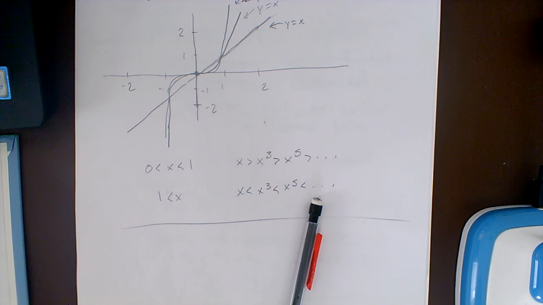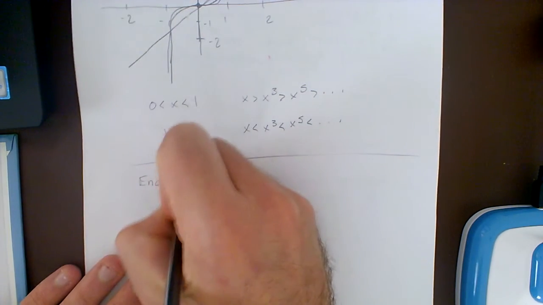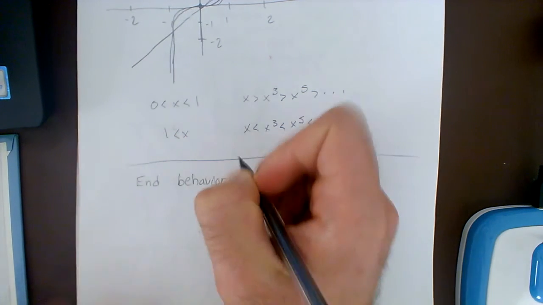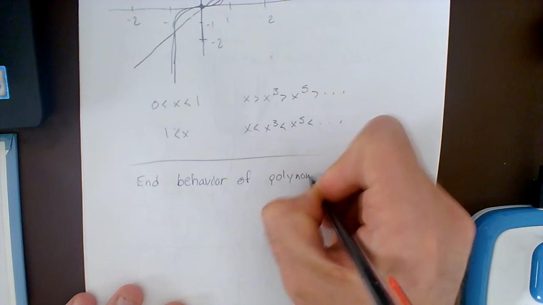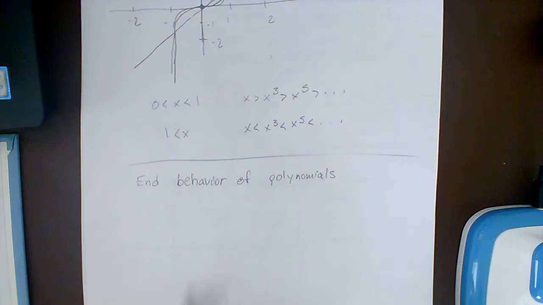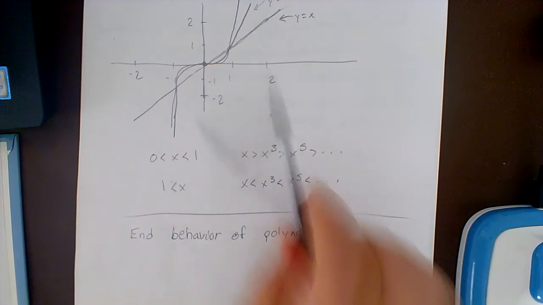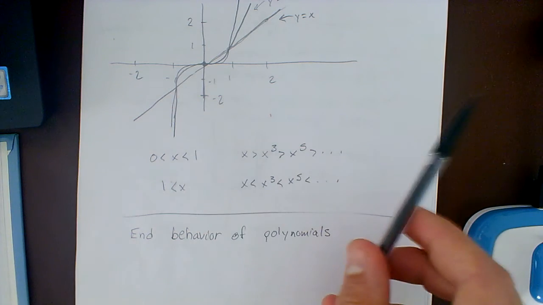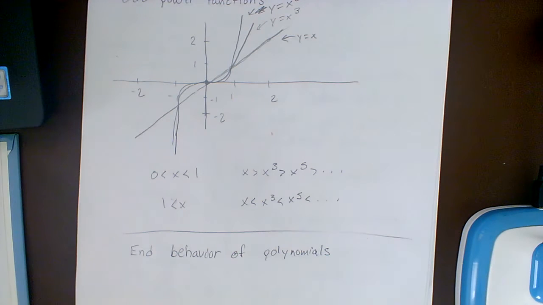So first let's talk about, the book calls it end behavior of polynomials. And what they really mean is, as x gets really, really big, or goes to positive infinity, as it approaches its end of the domain, or negative infinity, what happens to the behavior of the function, right?